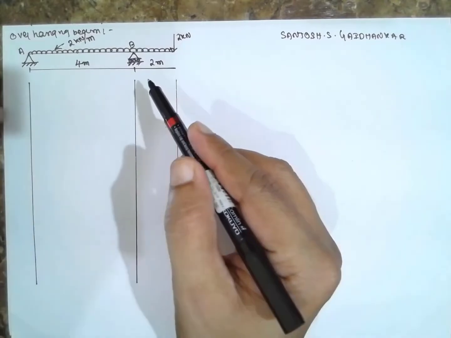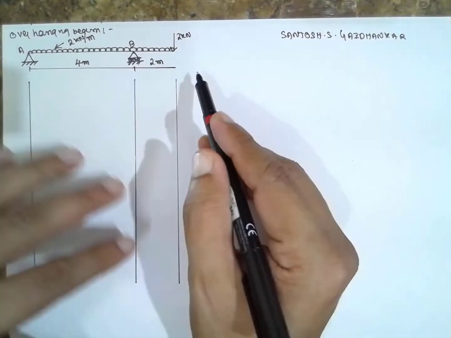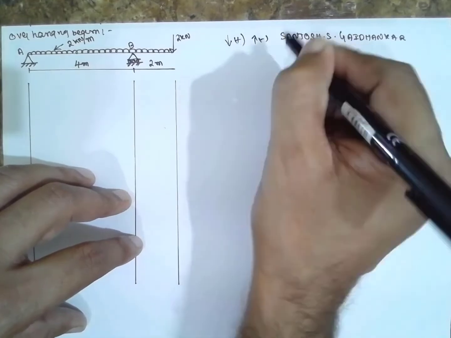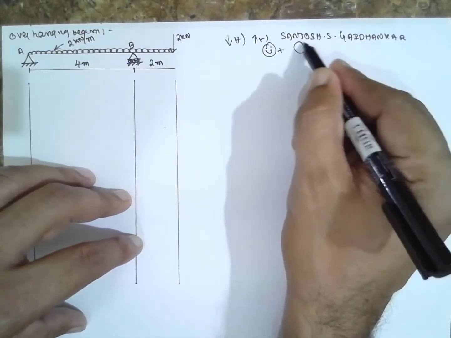Today I am solving the problem of an overhanging beam. This is the overhanging beam having the UDL, with a hinge support and a roller support provided, therefore the reactions will be upward. The downward arrow is positive, upward arrow will be negative. Sagging will be positive, hogging will be negative.